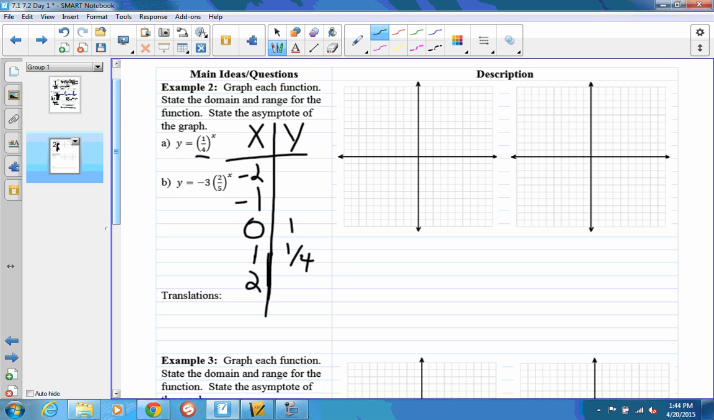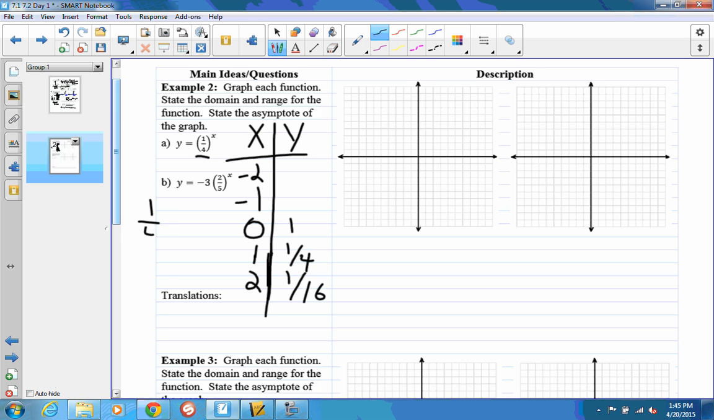Alright, squared, guys, 1/4 squared. I can write that as 1/4 times 1/4, or I can write that as 1 squared over 4 squared. Either way, 1/16, right? Alright, negative gets fun.